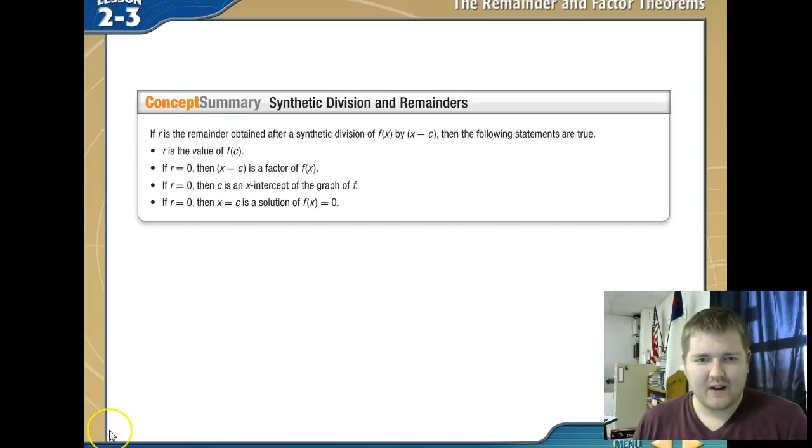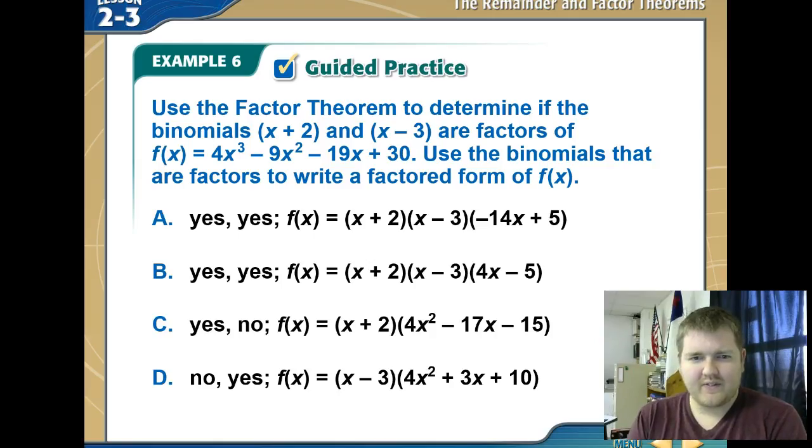So I just want you to try one last question before we conclude. See if you can use the factor theorem to determine if the binomial is x plus 2, which would be the first answer, and x minus 3, which would be your second answer, are factors of that overall polynomial f of x.